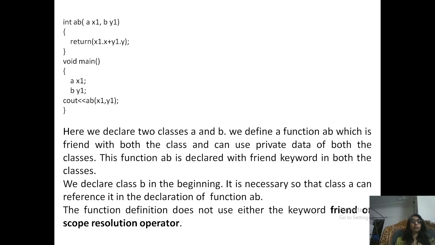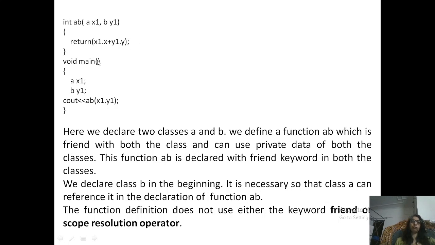Now next is friend function AB, but see, here we need not write the friend keyword. Here we just define a function AB which is using two classes, because classes are used as data types. So this is A and this is B, and we are using some data x1 of type A and y1 of type B, and it returns data of both the classes.